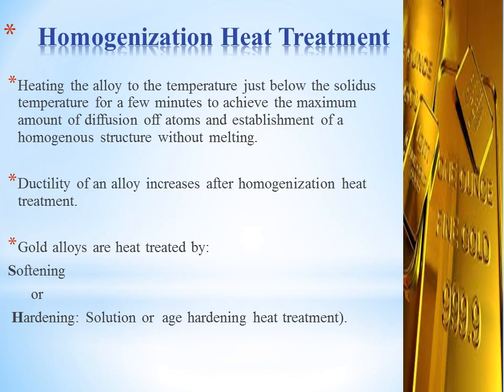Now, in order to optimize the properties, there are a few heat treatments that we can carry out. You don't have to go into the detail of these heat treatments. So they would be basically just to increase or optimize the mechanical properties. And it is seen that heating the alloy to a temperature below the solidus temperature for a few minutes to achieve the maximum amount of diffusion of atoms results in the establishment of a homogeneous structure without melting. Ductility also increases after this homogenizing heat treatment, and gold alloys are heat treated either by softening or hardening.